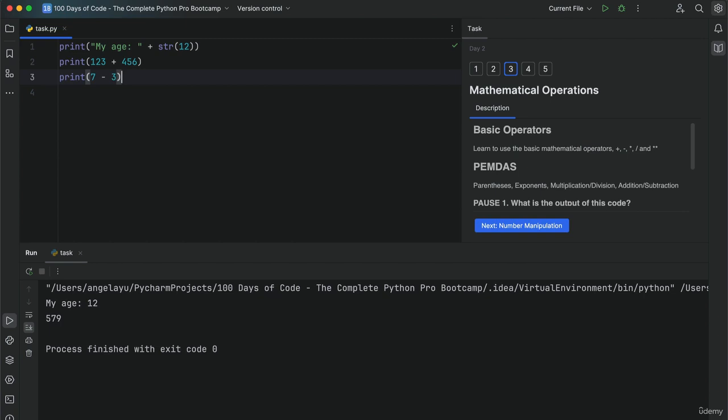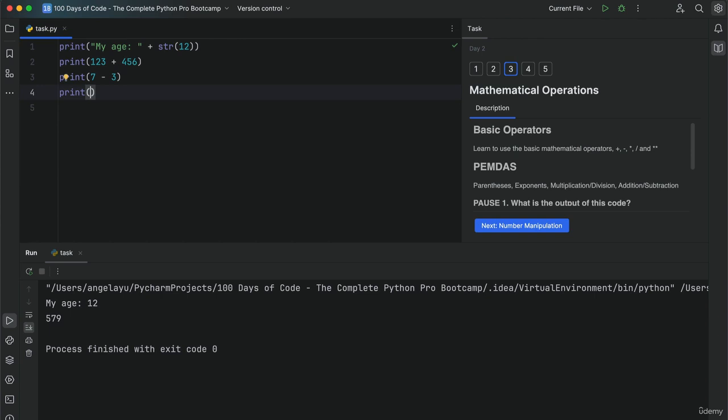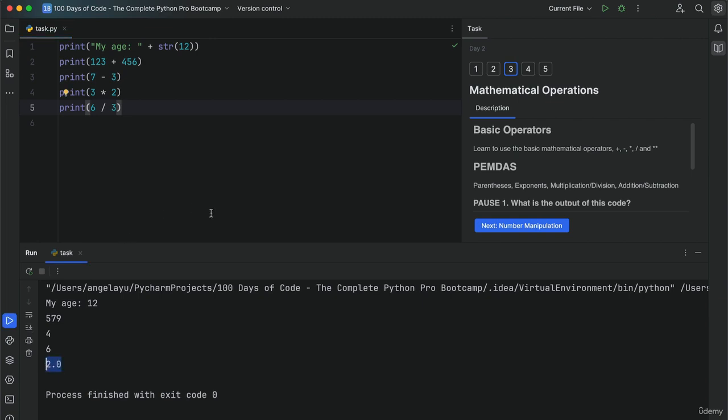So 7 minus 3, you would just use the minus sign. But then when you get to multiplication, it's a little bit weird. Instead of using the X or some sort of times symbol, you actually use the asterisk. So you would say something like 3 asterisk 2, and that would be 3 times 2. Now the final one is division, and that's done using the forward slash. So 6 divided by 3, and when that prints out, it'll give you 2.